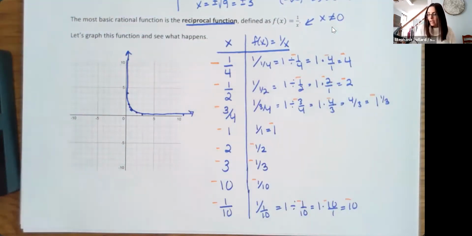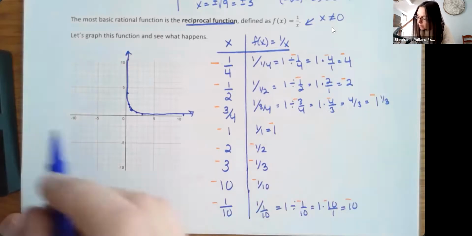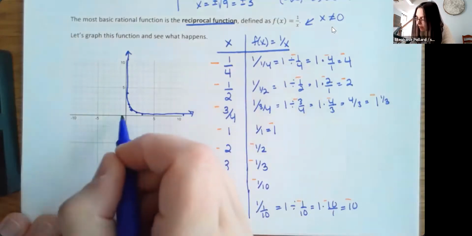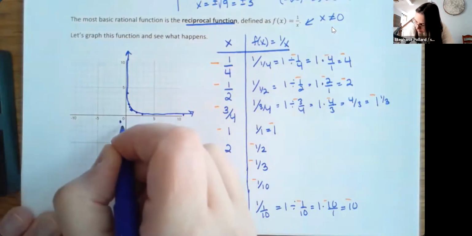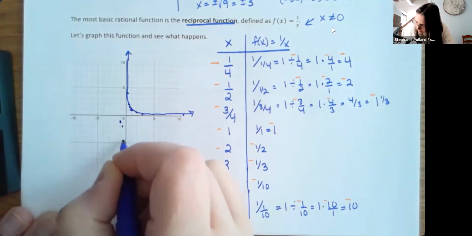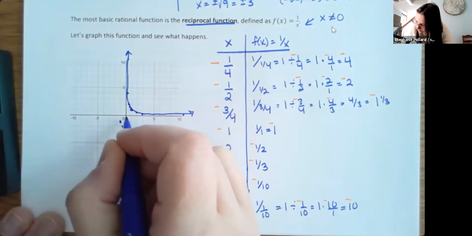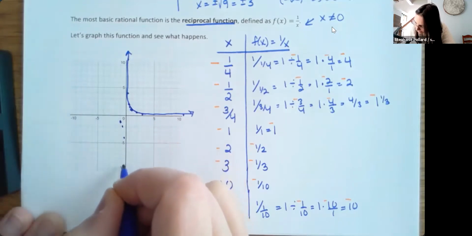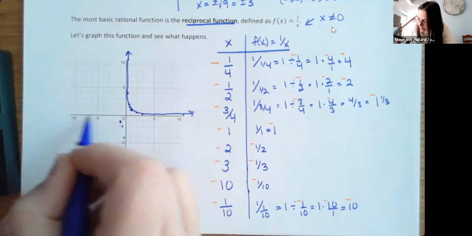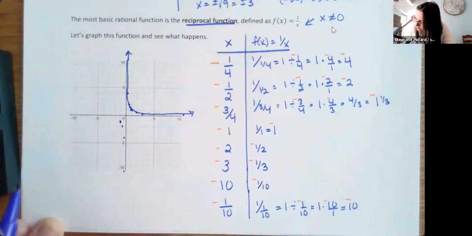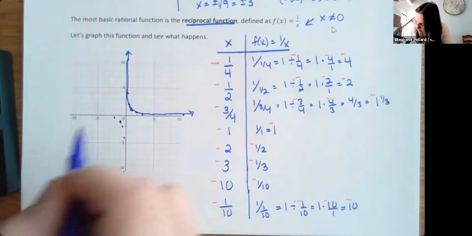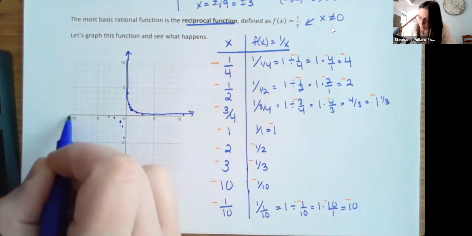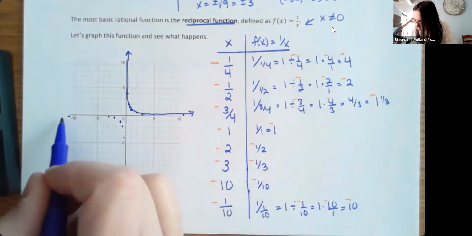So on the other side, you'd have something very similar. So at -1, -1. And then here, as I get closer to that axis, our values are getting bigger. And then as I get further left, our values are getting, again, closer to that axis. So it looks like this.